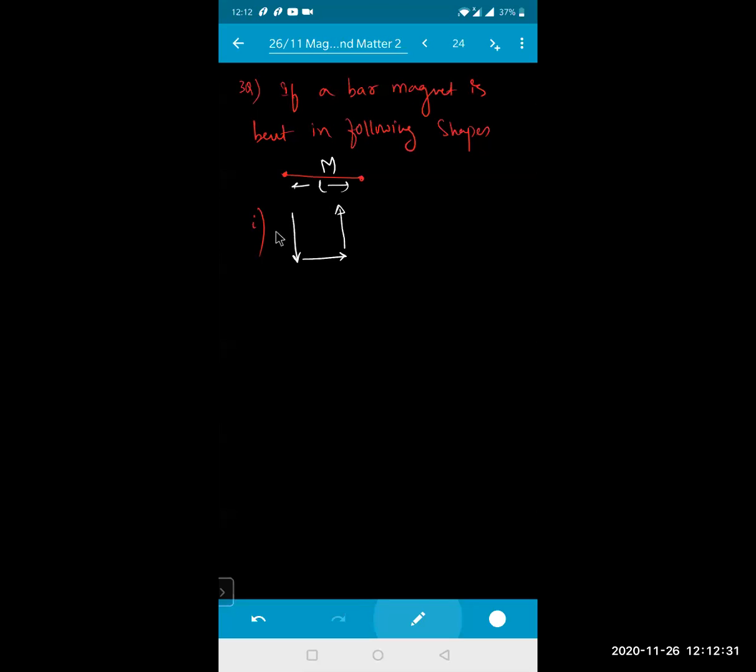Next question. If a bar magnet is bent in the following shapes: this is a bar magnet, and now it is bent into this shape. The same bar magnet is bent like this, then like this. This is one bar magnet of total length L. What happens to the magnetic moment? The length of each part becomes L/3, so the magnetic moment of each part is also M/3.